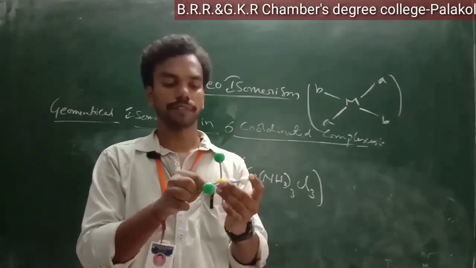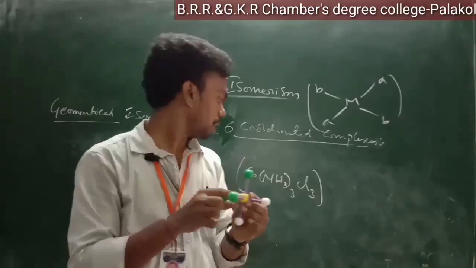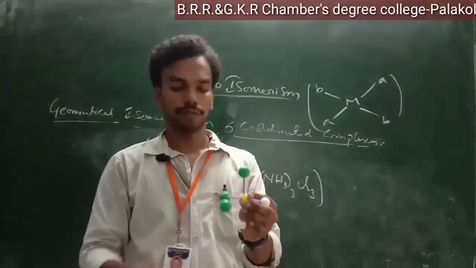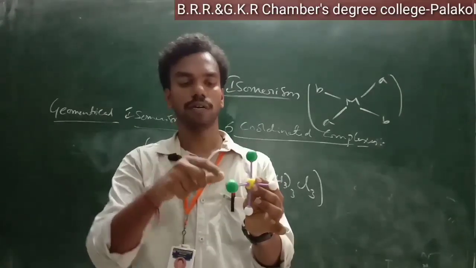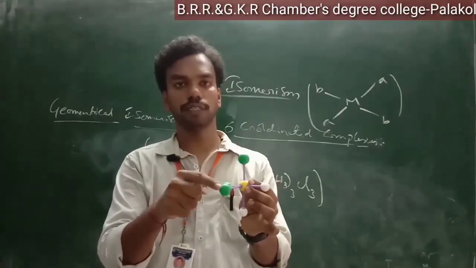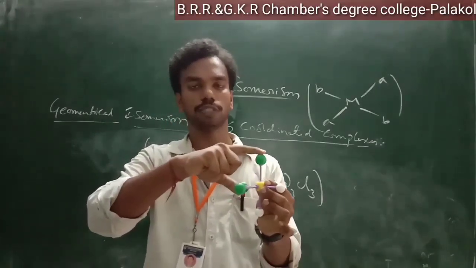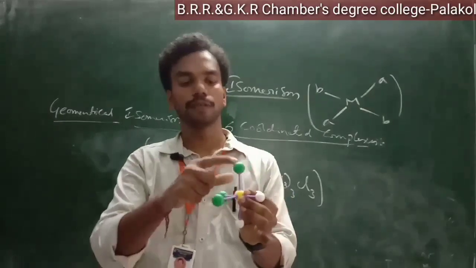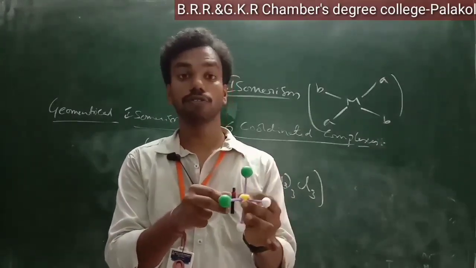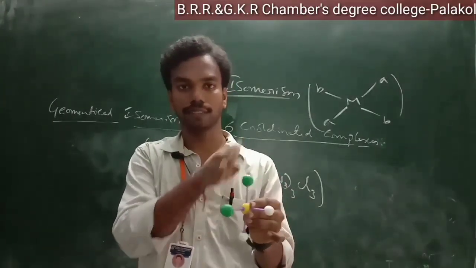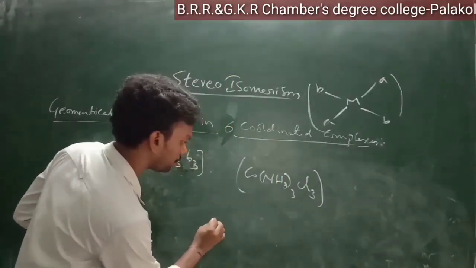Next, the first isomer is if you place these three chlorines, green balls are chlorine, white balls are ammonia, and yellow ball is cobalt. Okay, right. So first 1, 2, 3, 4, 5, 6. So 1, 2, 3. So this is with respect to these two ligands, these cis positions, these two are cis positions, and these two are also cis positions. So all these three ligands are cis positions to each other. So this isomer is cis isomer, and also these three ligands are on one face. That means this is facial isomer. Okay, facial isomer.